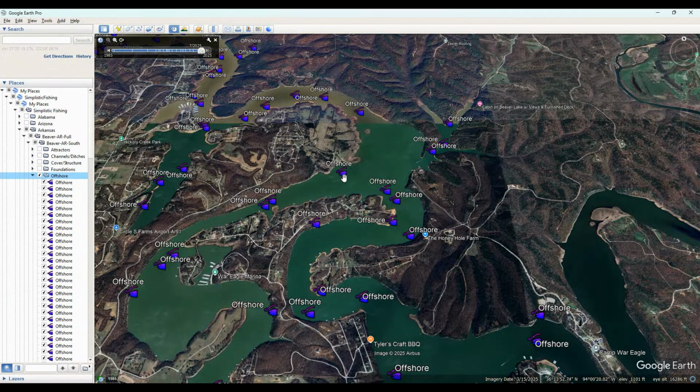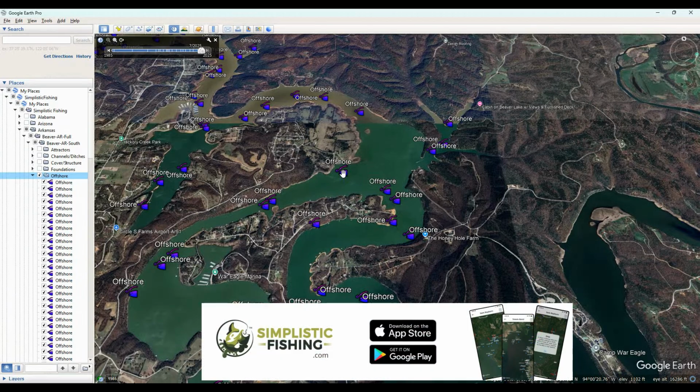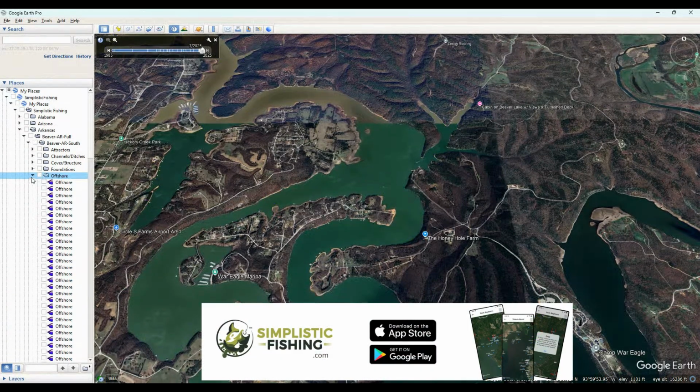So if you take those offshore spots and import them into your graph, this icon will be there, and then you'll have your contour mapping below it, and you'll see exactly why we mark these as offshore hotspots. All right, let's keep going.